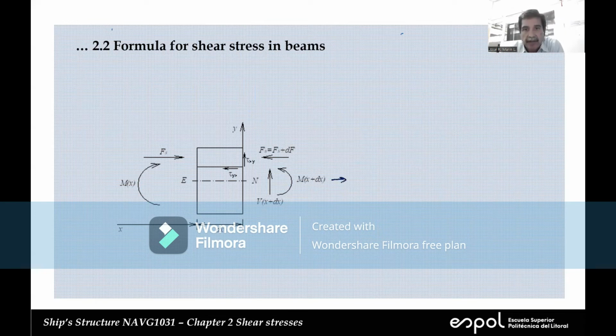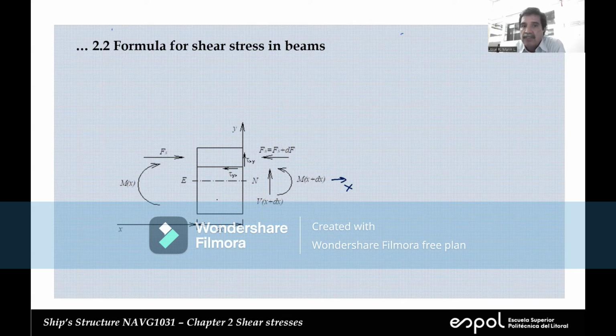So this is the X direction. We have a cut here, and in this cut, I have a bending moment. If we move from this cut to the next one, there is some change. We have a bending moment at this position, which is different from this one. And we also have a shear force, slightly different from this one here. Because of this change in bending moment, we have an axial force, F of S, and an axial force, F of S. Now, let's assume that V, the shear force, is positive.